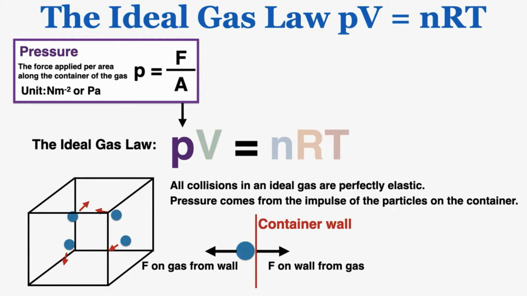So that force on the wall is the force in the pressure equation, and the area is just the area of the wall. So the reason why gas has pressure is that the particles in the gas are constantly bouncing up against the wall of the container of gas, and are thus applying a force on the wall, and are therefore applying pressure on the wall.